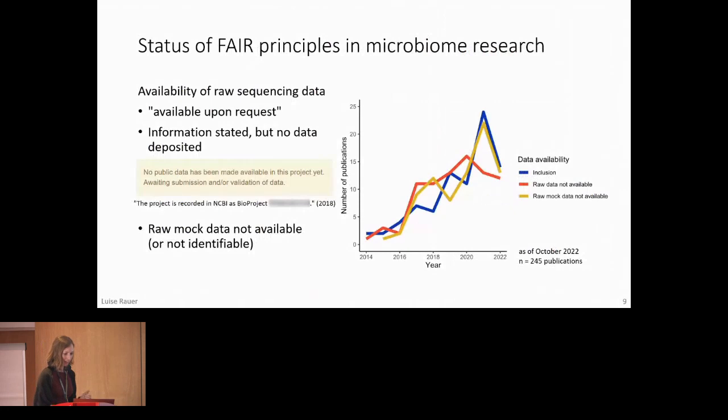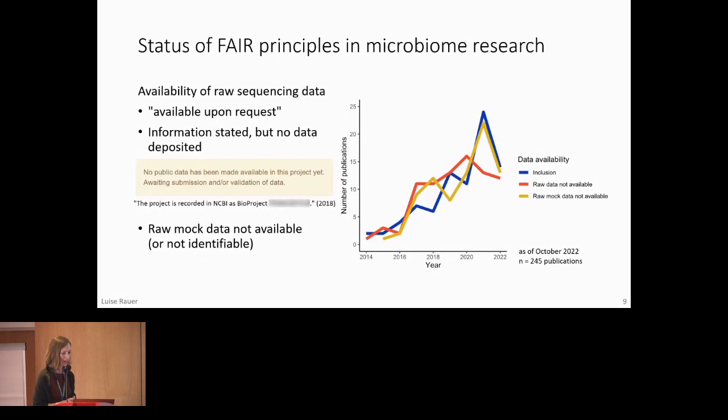So this last category, again, just has the same rate. It's also going up. So we just have a significant proportion of articles that either do not deposit their raw data or where the raw data is just not clearly labeled.